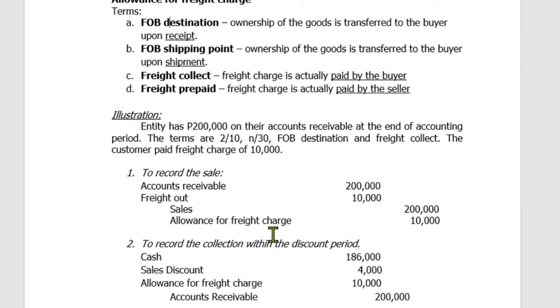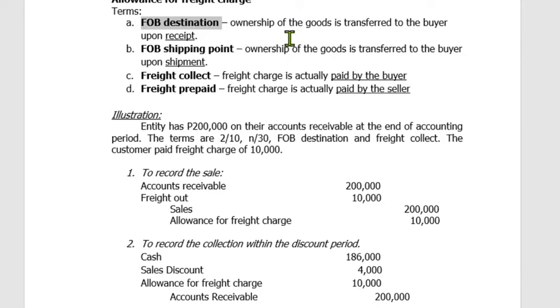is a special scenario because before, di ba sinasabi natin kapag FOB destination, the normal or customary procedure is dahil ang ownership of the goods ay na kay buyer upon receipt pa lang, therefore, kapag FOB destination, normally, ang katandem niyan ay yung freight prepaid. Dahil kapag FOB destination, ang ownership ay na kay seller pa while the goods are in transit or while the goods are in the process of shipping pa.